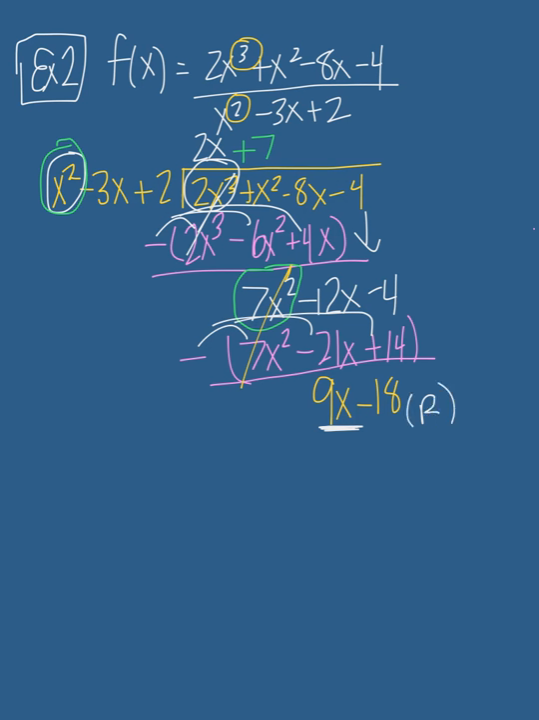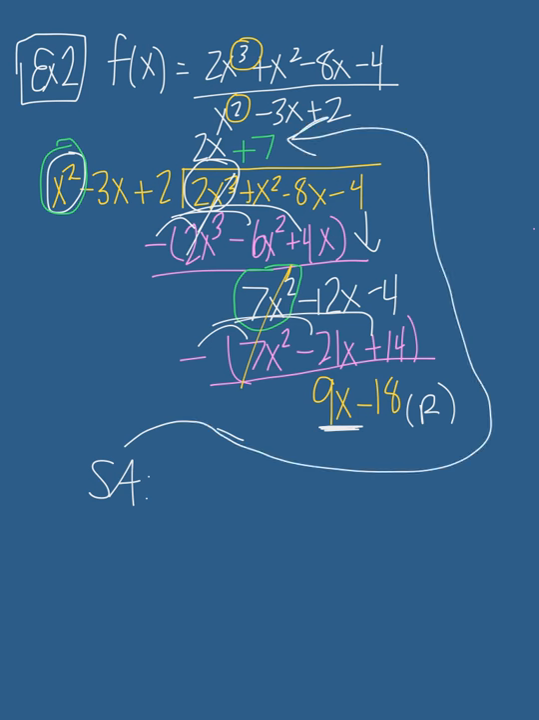If I'm writing the entire function out, I would write 2x plus 7 plus (9x minus 18) all over (x squared minus 3x plus 2). But if I'm just asking for the slant asymptote, all it is is the whole thing that was divided all the way up here. So it's y equals 2x plus 7. That's the slant asymptote. One thing that I do need to bring up at this point is domain, because I could ask you for the domain.